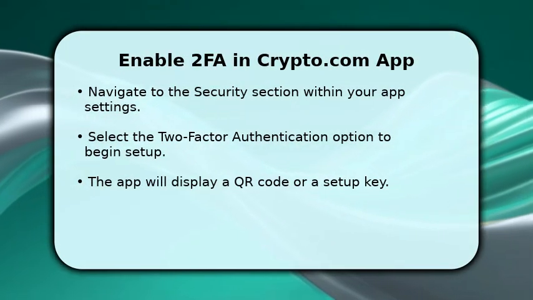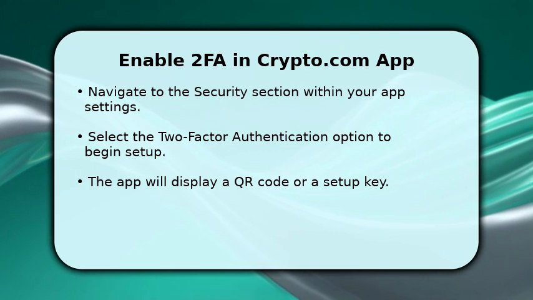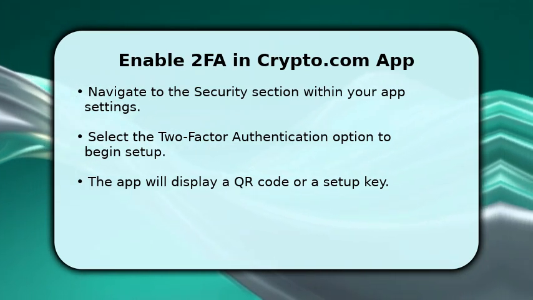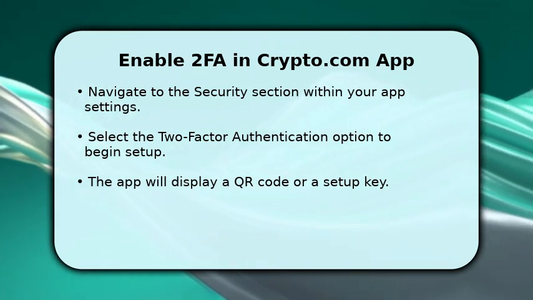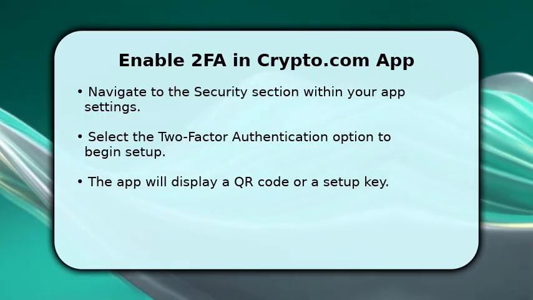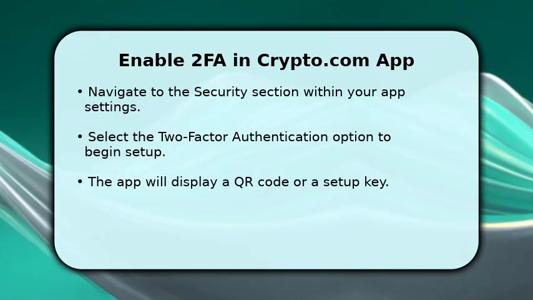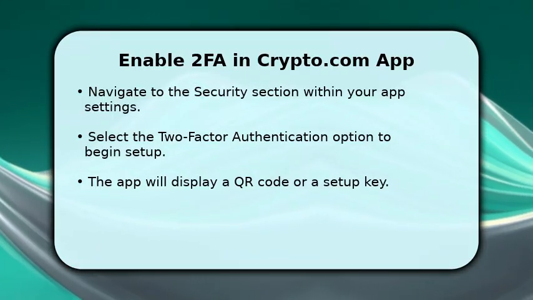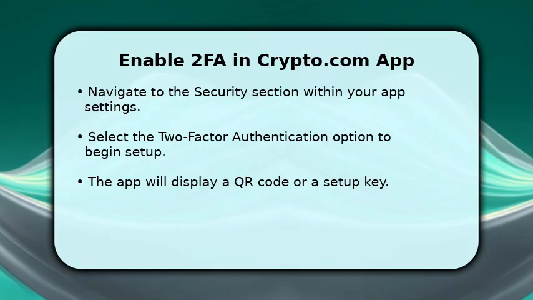Next, open your crypto app and tap on the settings icon, usually found in the top left corner. From there, select Security and then Two-Factor Authentication. The app will then present you with a QR code and a manual setup key. Keep this screen open as you move to the next step.